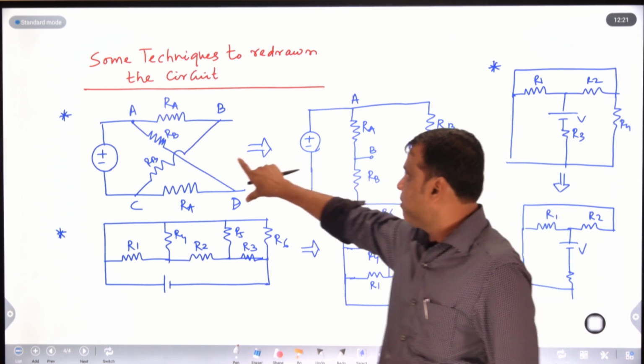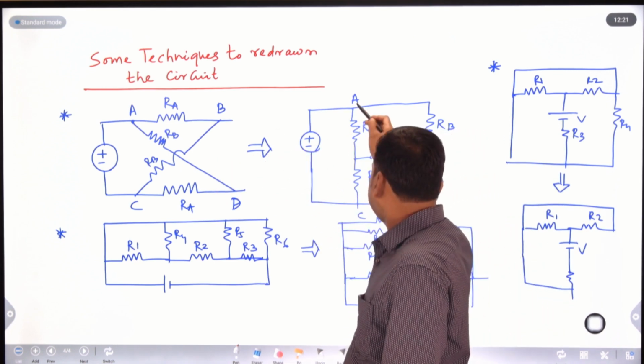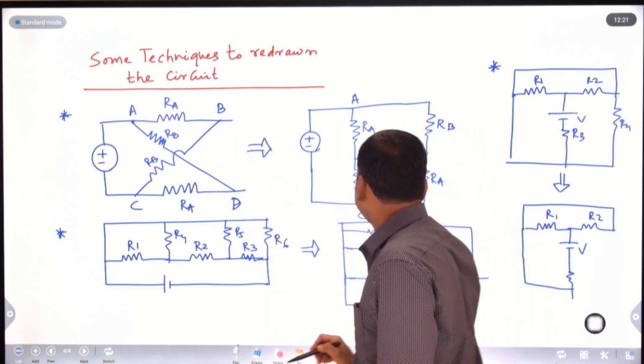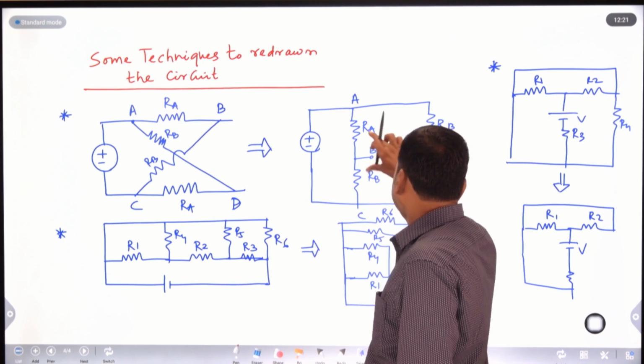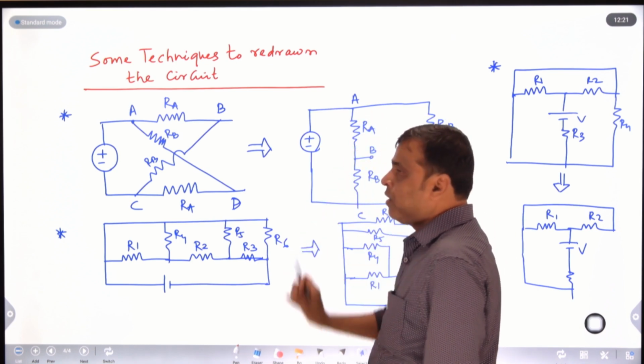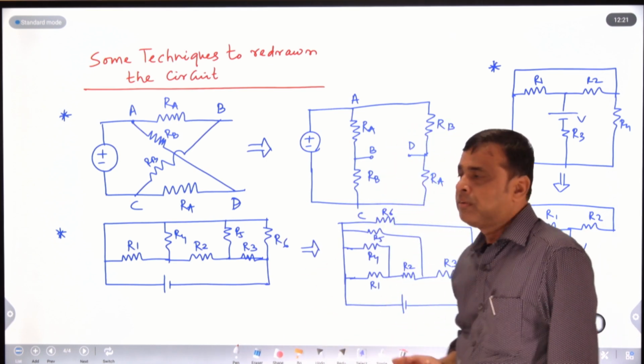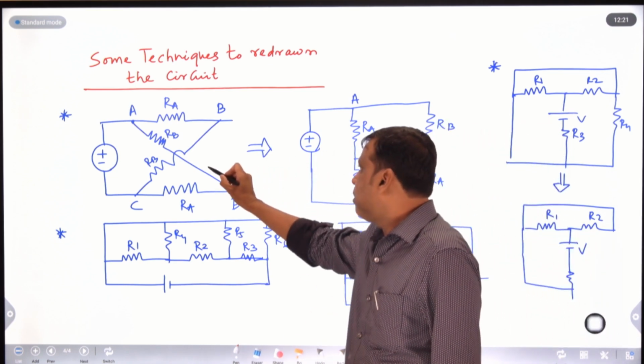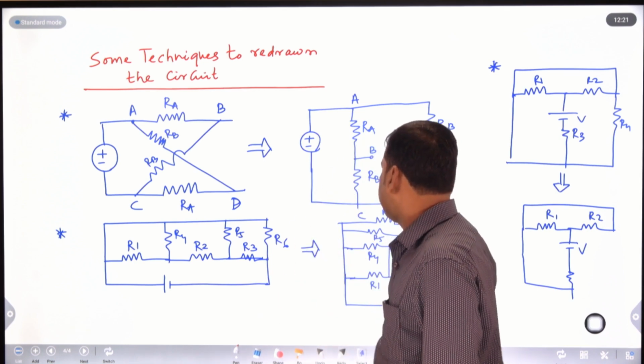If this type of circuit is given, first mark the points as A, B, C, D, and you will find that these 2 resistors are in series, and you can easily calculate. If this type of circuit is given, you can redraw it like this.